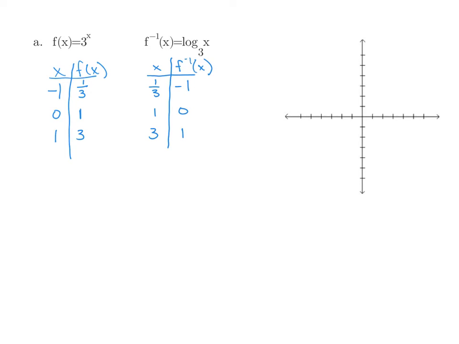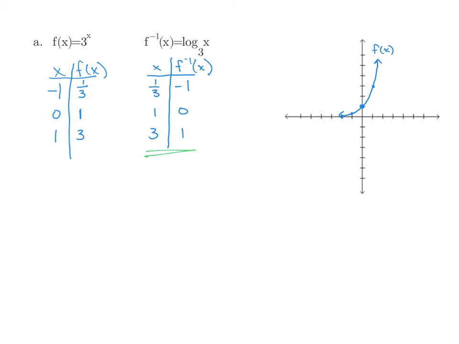Alright, so if we go ahead and graph this, we get -1, 1/3, that's 1 to the left, 1/3 up, 0, 1, and 1, 3. So if we go ahead and graph this, it will look like this. This is f of x.